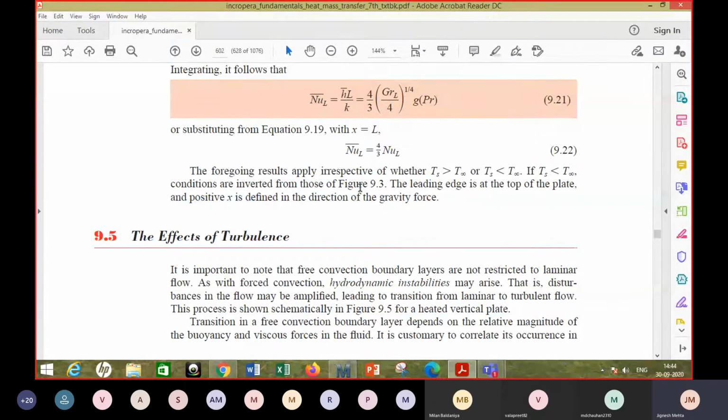Okay. So how it is derived, we are not going into that. We are just going to accept that the average Nusselt number in case of laminar free convection over a vertical plate is 4 by 3 of the Nusselt number at x equal to L.